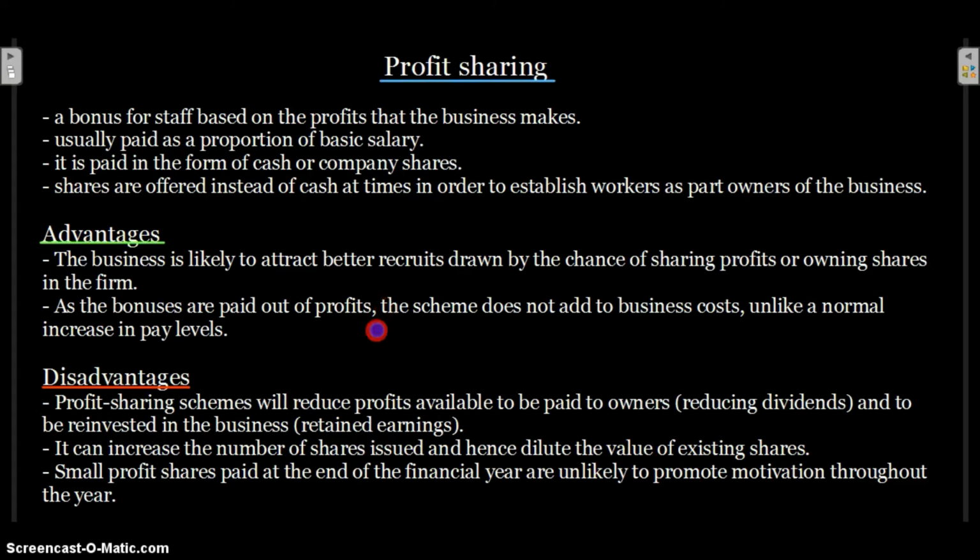As the bonuses are paid out of profits, the scheme does not add to business costs, unlike a normal increase in pay levels. So you don't have to increase your basic salary. It won't be very costly to the business because you're paying it out of the extra profits that the business makes.